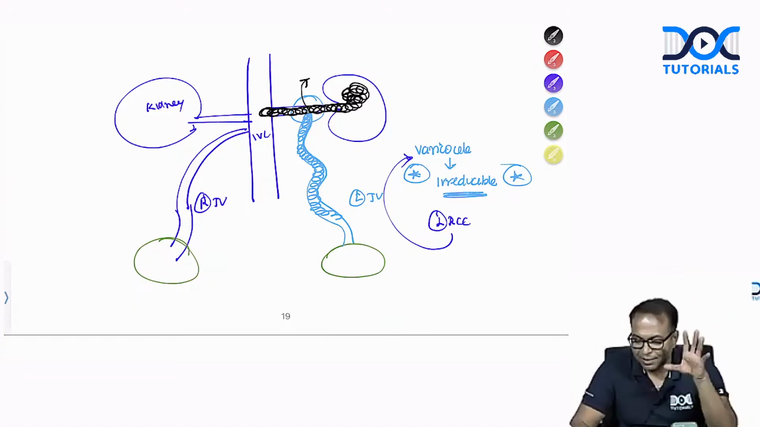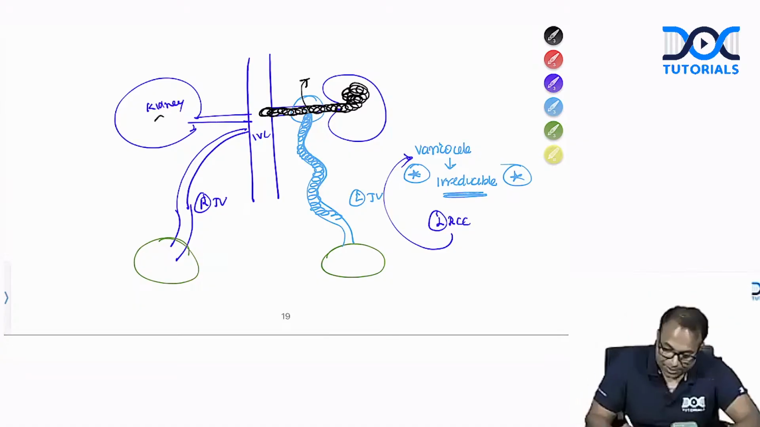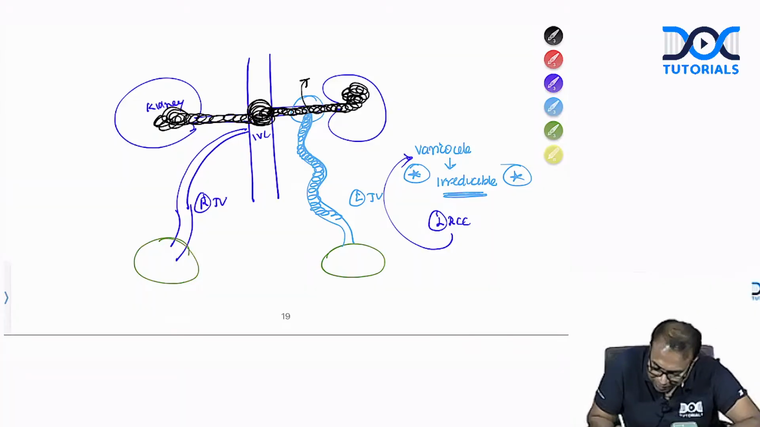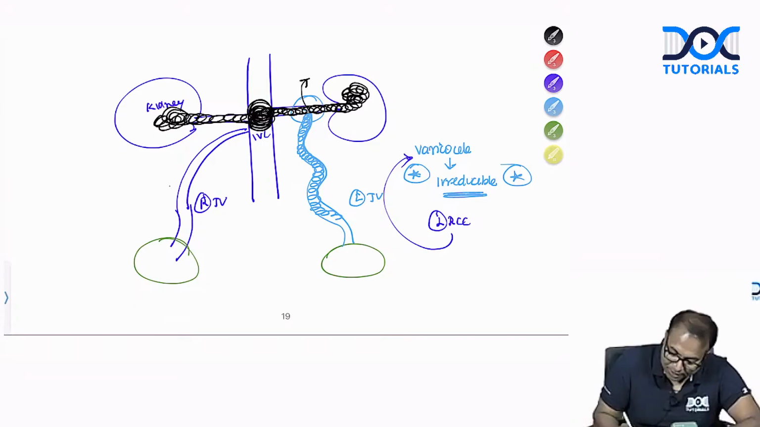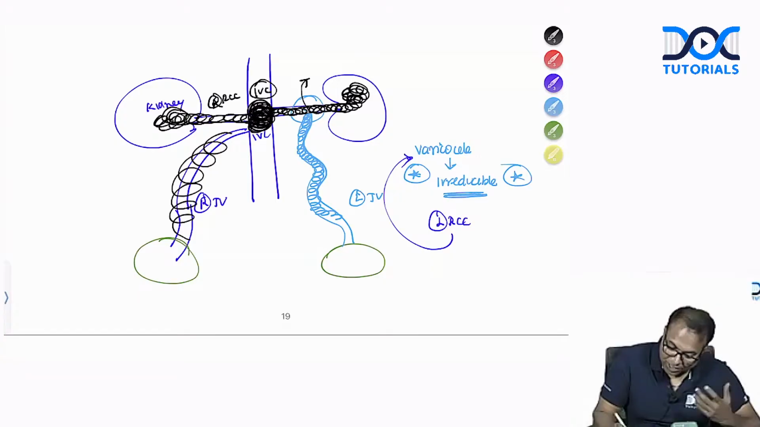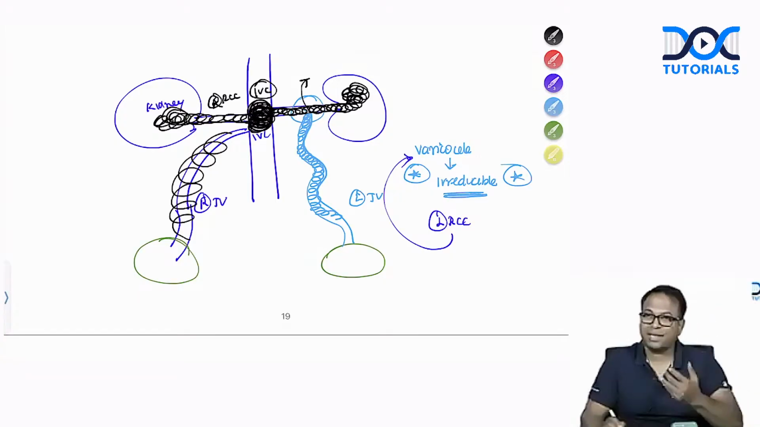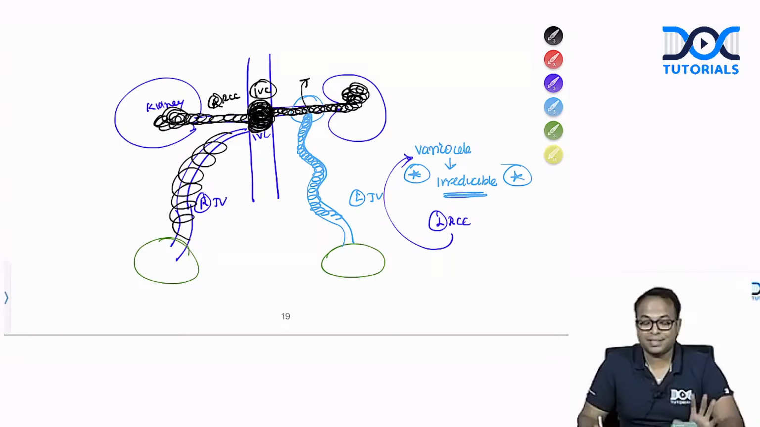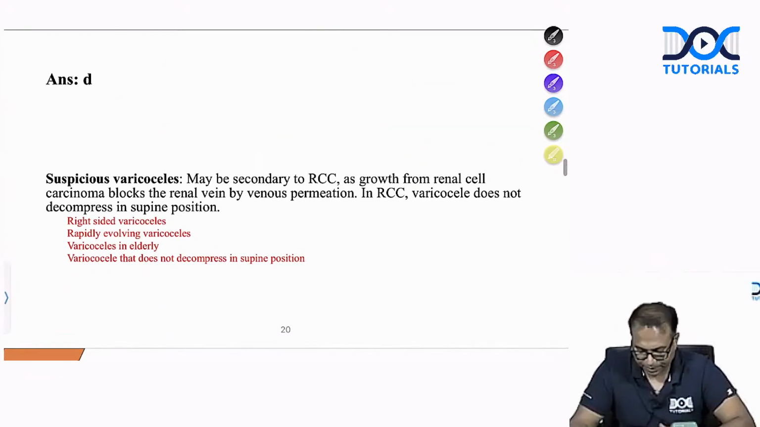Can a right side renal tumor cause this problem? Yes, it can. When the tumor grows and obstructs the IVC itself, then you can get this problem on the right side also. So right side RCC infiltrating the IVC and causing full obstruction of the IVC can occasionally cause right side varicocele. This is only hypothetical, a very rare concept. Most commonly it is seen on the left side because the left testicular vein drains into the left renal vein. Never forget this anatomy question.